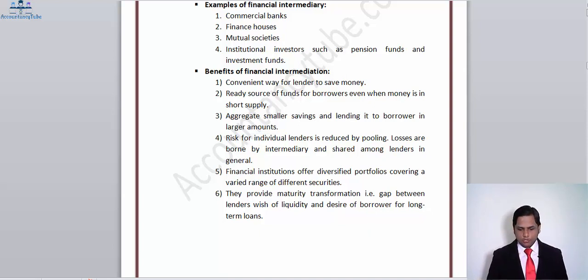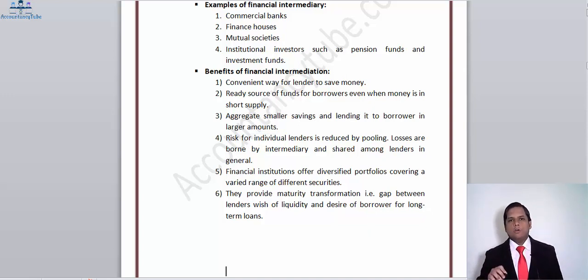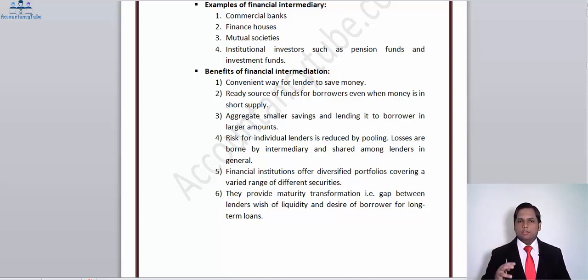Then we have financial institutions offering diversified portfolios covering a varied range of different securities. Now, different providers of finance have different risk appetites. They have a number of instruments or schemes available for the investors to invest in. Financial institutions cater to the needs of the depositor or the person who is willing to invest their funds. They have a lot of instruments and arrangements at their disposal to satisfy the risk appetite of the providers of finance.